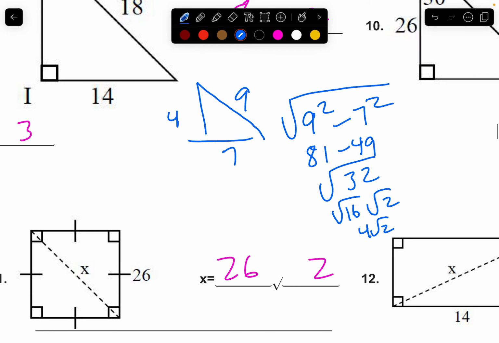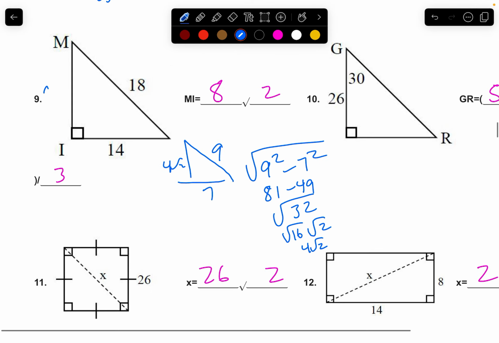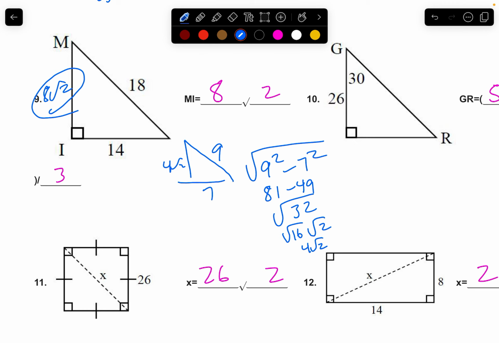All right, so this side is 4 root 2, but we divided by 2 to get there, so we got to multiply the 2 back in. 8 root 2. Okay, there we go. I like it. We're there now.